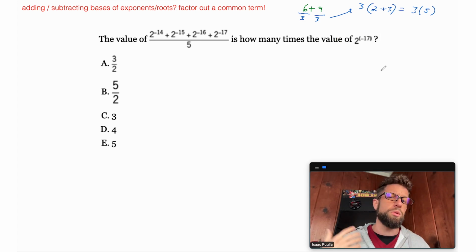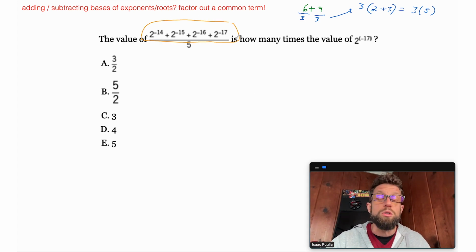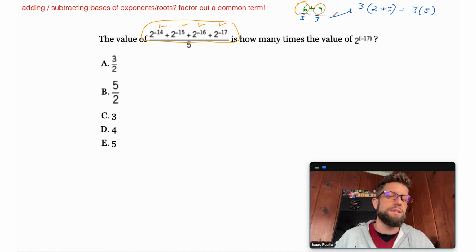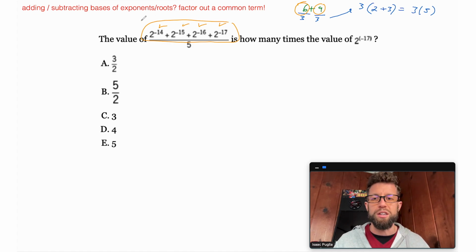But for now, let's go with the more intuitive approach for most people, which would be looking at this and seeing, oh, 2 to the negative 14th is something that exists within all 4 of these terms. Similar to the way you probably can look at 6 and 9 and say 3 exists as a factor within 6 and within 9.